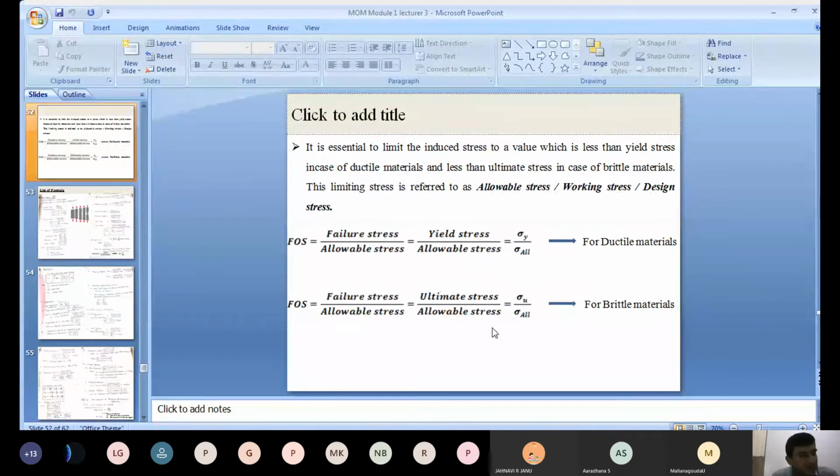Yes. Any doubts? Aradhana? Yes, sir. Any doubts regarding this factor of safety? No, sir. Okay. Shall I move on to the next topic? Yes, sir. Okay, thank you.